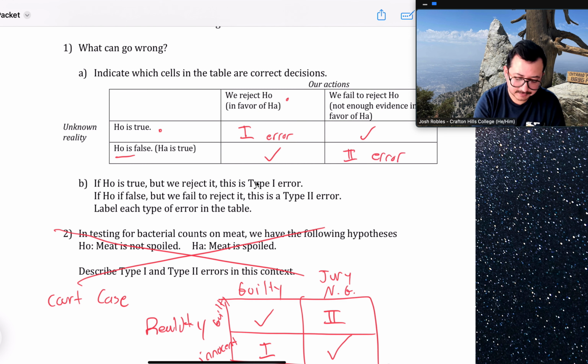So here are the summaries. If the null hypothesis is true, but we reject it, that's a type 1 error. If the null hypothesis was actually false, meaning the alternative hypothesis was the true one, but we failed to reject it, that's a type 2 error. So type 1 error is often considered a little worse. And the probability of a type 1 error is interesting. It's just your significance level. But we won't go too much further into probabilities of errors. There is some ways to calculate them or to study them.